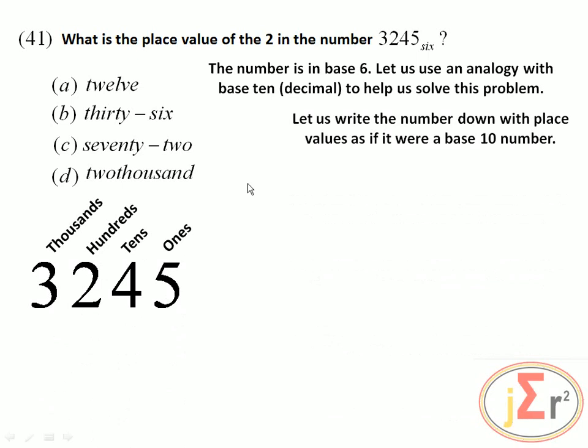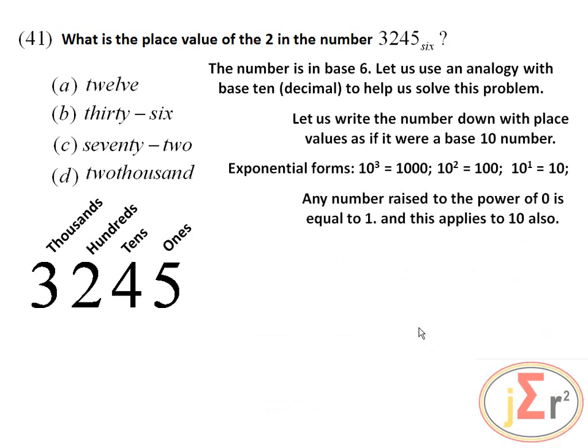If it were base 10, we have ones, tens, hundreds, thousands. What about the exponential forms? That's what we are going to be considering in a while. We have 10 to the power of 3, 1,000. 10 squared, 100. 10 to the power of 1 is equal to 10. And any number raised to the power of 0 is equal to 1. And this applies to 10 also. 10 to the power of 0 is 1.